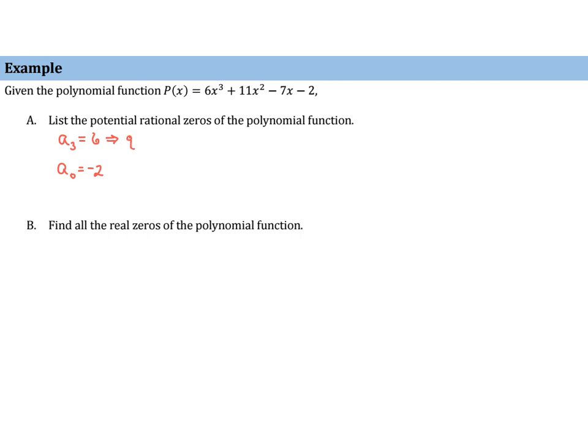So, Q will be any factors of 6, plus or minus 1, plus or minus 2, plus or minus 3, plus or minus 6. P will be any factor of negative 2, so plus or minus 1, plus or minus 2. So, the P's over Q's are the potential rational zeros.